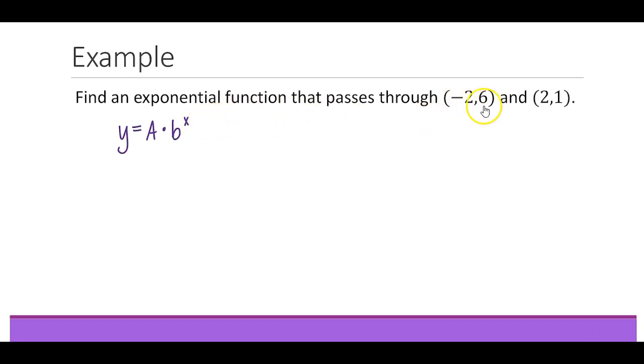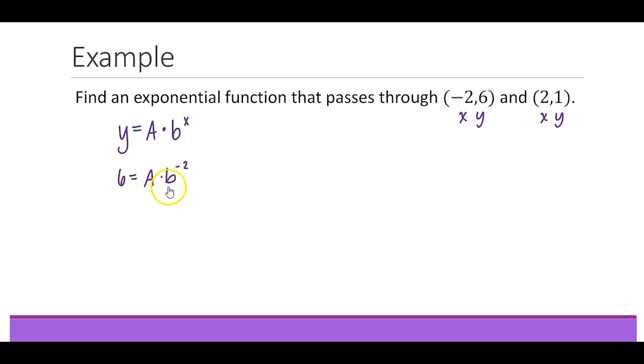What we can go ahead and do is recognize that in being given coordinate points, we're being given x values and y values. So I'm going to substitute in my x and y into my general exponential form. So when the output is 6, I have a times b to the -2. And that's not quite enough to solve for either a or b.